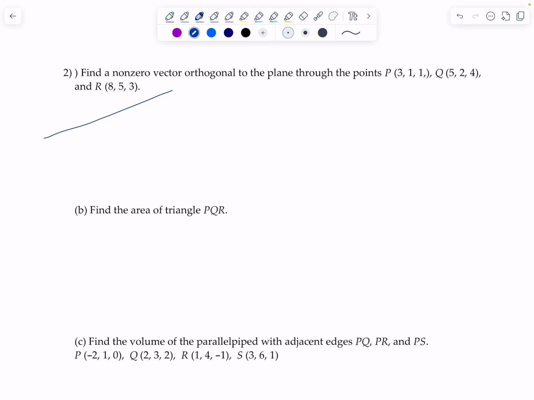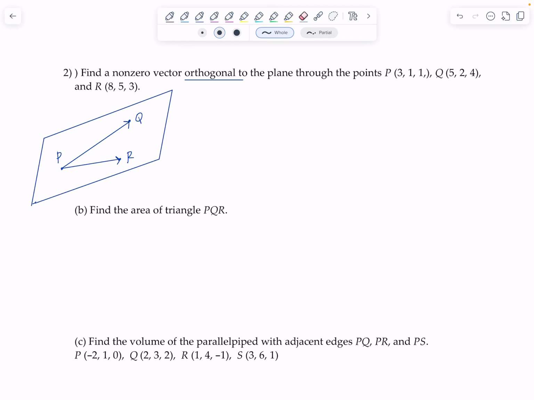Okay, find a non-zero vector orthogonal to the plane through the points P, Q, R. So we need 3 points to uniquely define a plane. Now a plane extends forever, so this little image is not an accurate representation. It extends forever, but there's 3 points here, and they can uniquely define a plane. So how do I find a non-zero vector orthogonal or perpendicular to the plane? Well, I'm going to make a vector connecting these 2 points, PQ, in the plane. I'm going to make another vector connecting these 2 points, PR, in the plane.